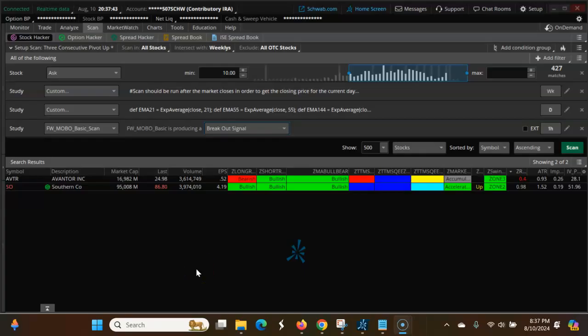So in this video we're looking at a 3 CPR scan for bullish stocks. So I added this license study, which is MOBO basic scan as the breakout signal at 1 hour time frame. So I see the first stock is SO.